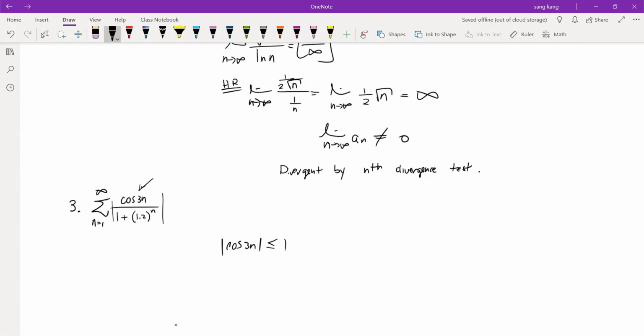And if I wanted to compare this with something, if I needed to choose a Bn, the denominator, the only thing that's really relevant is this 1.2 to the n, right? I can kind of ignore this 1. So my original an is 1 plus 1.2 to the n. And my bn would be 1.2 to the power n, right?